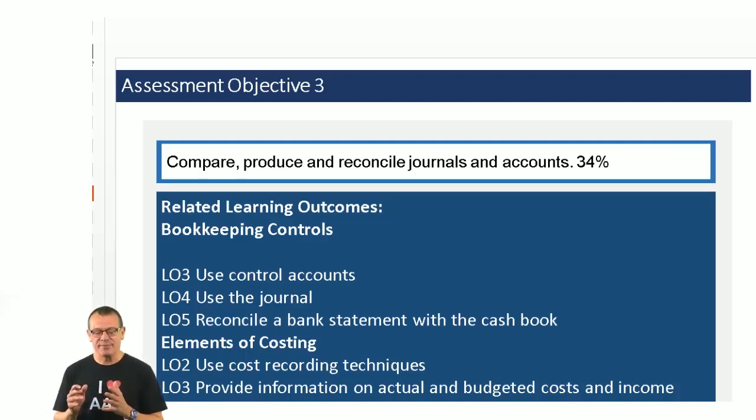It brings in everything. Now, in addition to that, we've got costing. Elements of costing crop up here, so we have to be fully confident that we can deal with anything on costing that's going to come in. We're looking at cost recording techniques, and we're also looking at providing information on actual and budgeted costs and income. You'll have covered this already and will be in a position to deal with questions on this front also. So that is AO3. So 2 sections here, so anything of those.